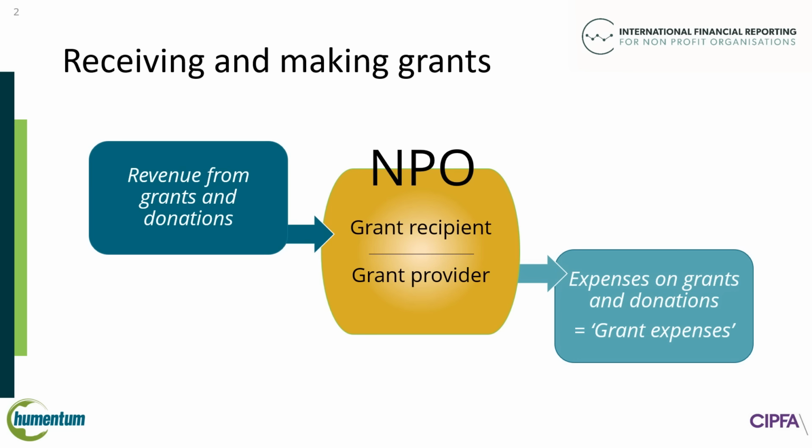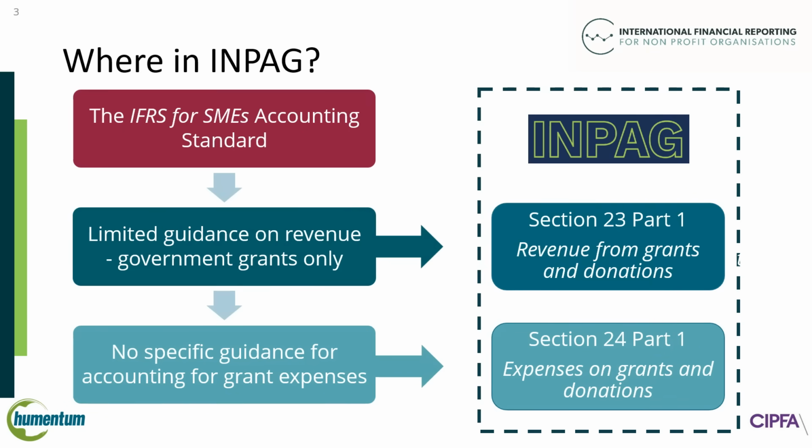Grant-receiving NPOs have revenue from grants and donations. Grant-providing NPOs have expenses on grants and donations. The term grant expenses refers to the grants and donations provided by NPOs to other entities and individuals. It is not used to describe the expenses that relate to a grant an NPO has received, such as grant-funded salary costs. The IFRS for SMEs accounting standard provides only limited guidance on accounting for revenue from grants and donations.